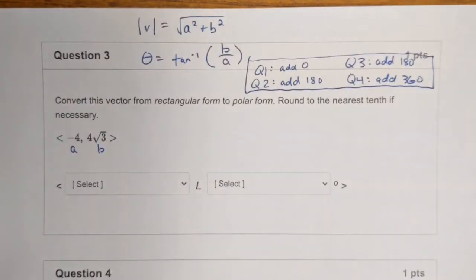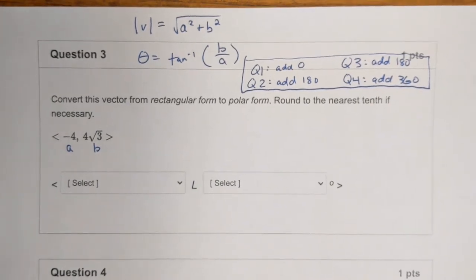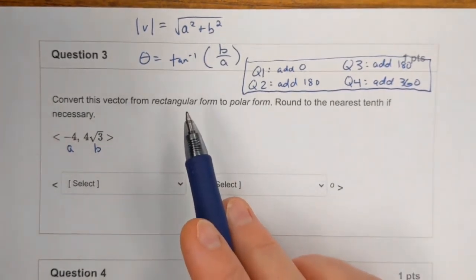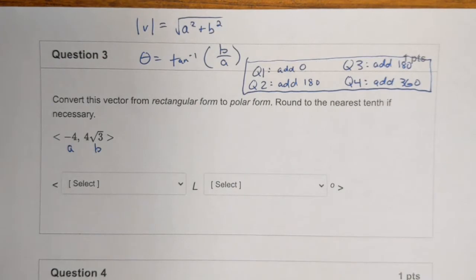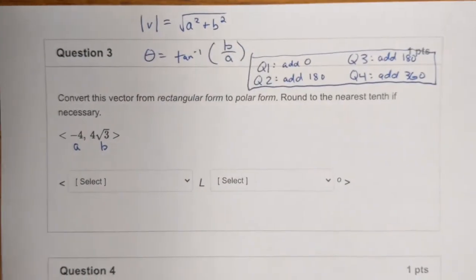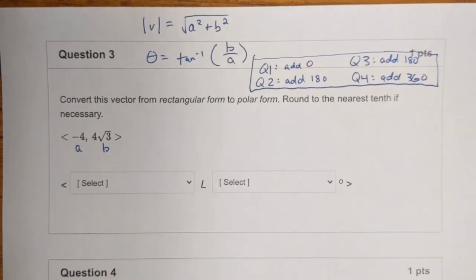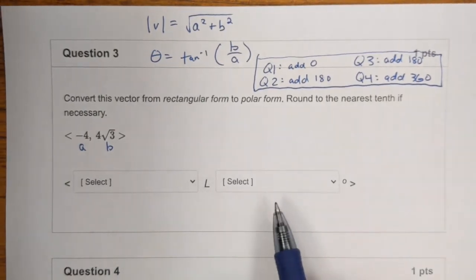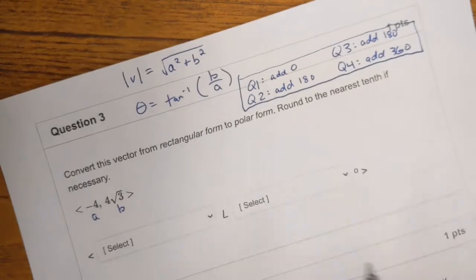All right, I did want to do one problem off of your homework. Let's do the harder ones, okay? Going from rectangular to polar, definitely the harder of the conversions. Okay, so let's do question 3. I have to find the magnitude, and then I have to find the angle measure. Let's start with the magnitude.